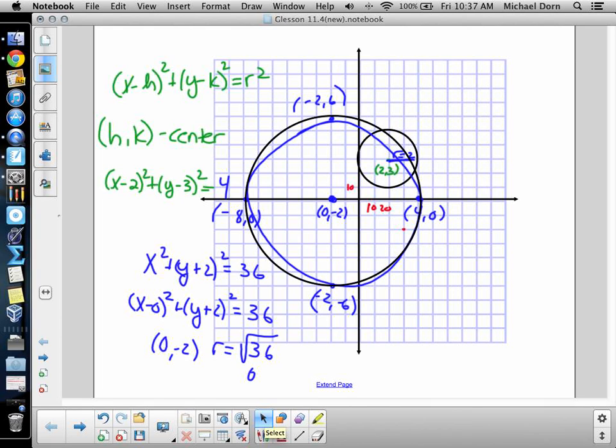But that's the idea. But again, it has to do with center and radius of the circle, and you really do need to understand that formula and how it works.